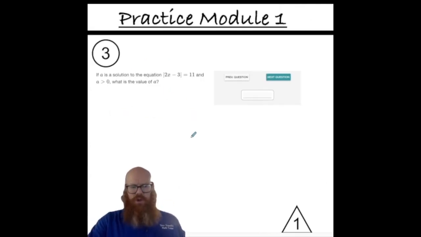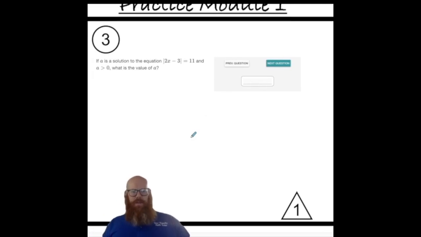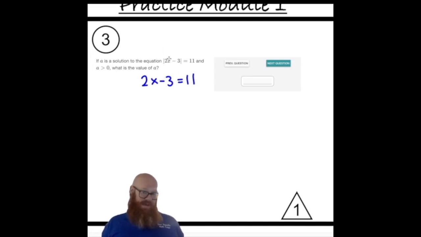All right, moving on to number 3. So if A is a solution to this and A is greater than 0, what's the value of A? Again, you can throw this into Desmos, but if you remember how to solve absolute value equations, there's 2 equations to solve. But since they're asking for the positive value, I'm just going to solve the one that you just don't need absolute value for. So I would quickly get 2x equals 14, and then obviously x is equal to 7.